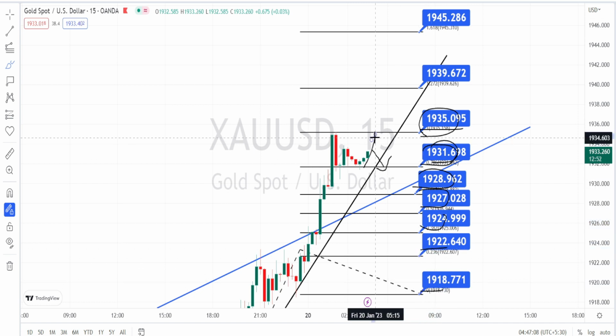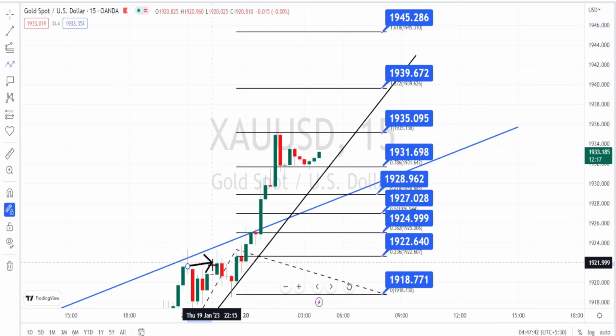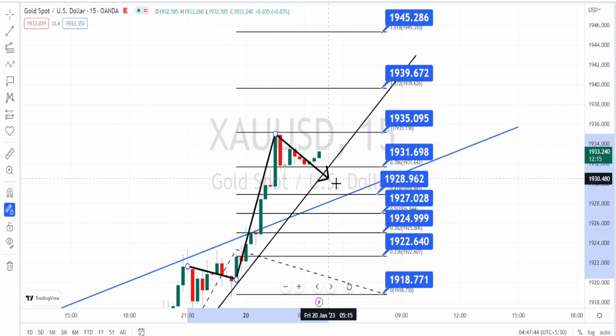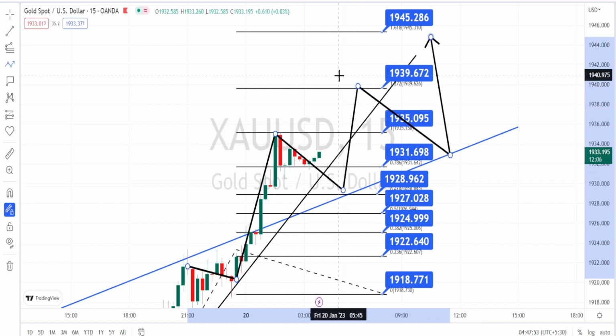And if the bullish trend continues, the immediate resistance is going to be around 1935. Once the price action breaks this resistance level, next level of resistance is going to be around 1939 and 1945. And the current trend of the price action in all the time frames is bullish for now. That's all the analysis for today.